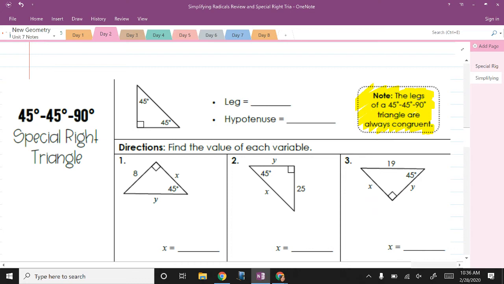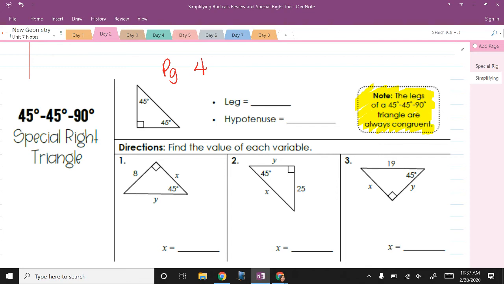Get out your notes packet. We are on page 4, I believe. Is that correct? All right. This is page 4 in our notes packet. Get my page. 32 notes.